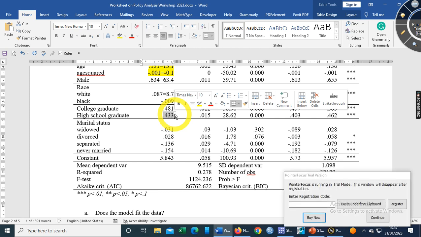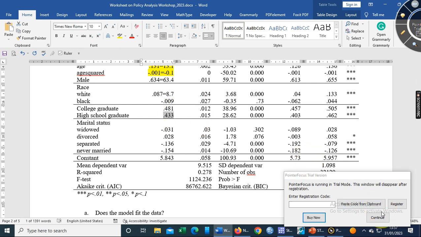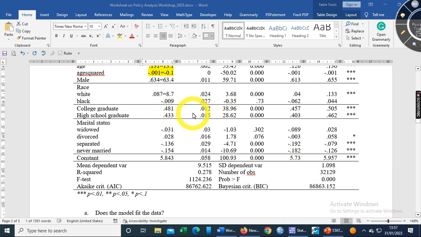48.1% when we compare it with individual who has no college graduate. Individual who has high school graduate earns 43.3% higher income when we compare it with income of individual who doesn't have high school graduate.